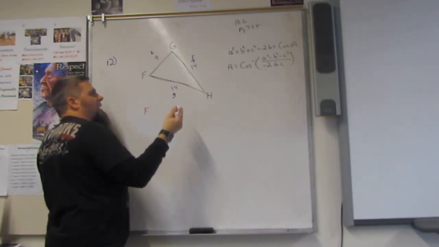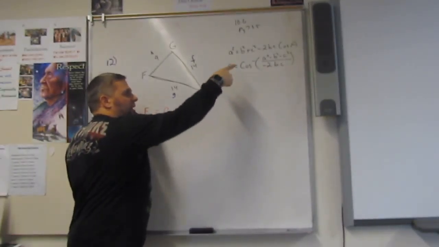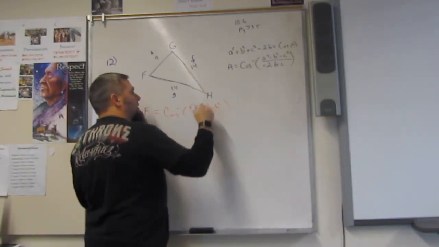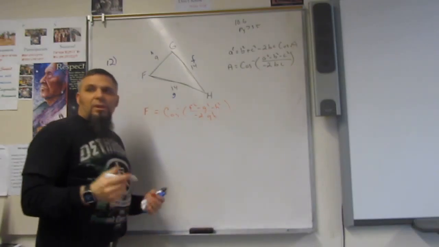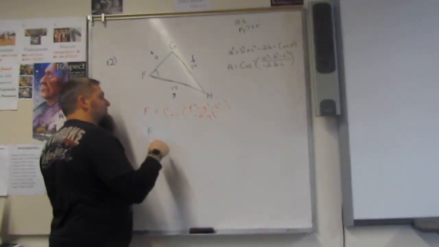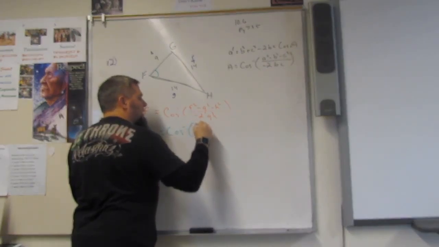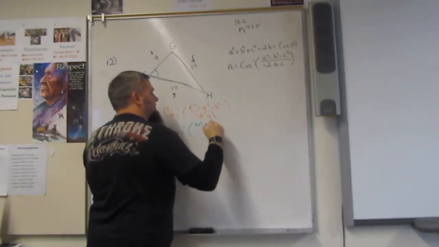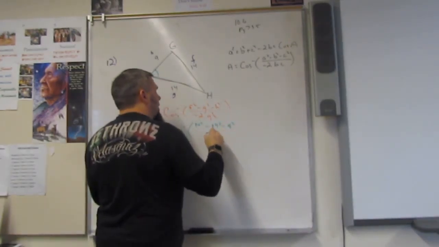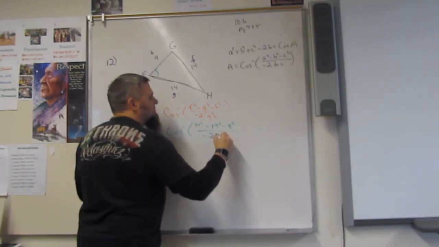So if I find f, then it's equal to the cosine inverse of little f squared minus g squared minus h squared, all over negative 2gh. And then I do the same thing when I plug them in. So f, which is still unknown, is equal to the cosine inverse of 14 squared minus 14 squared minus 9 squared, all over negative 2 times g times h, so 14 and 9.